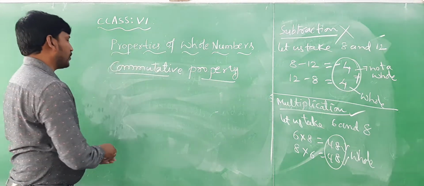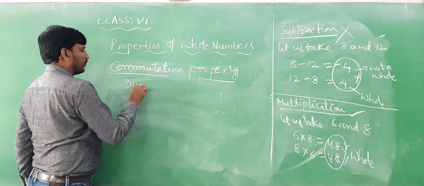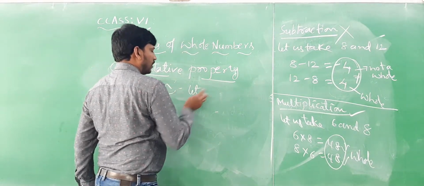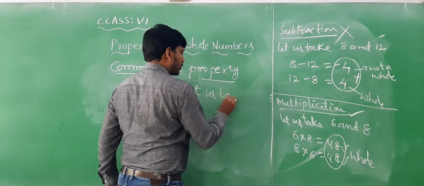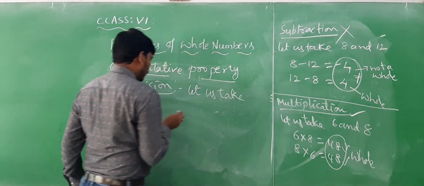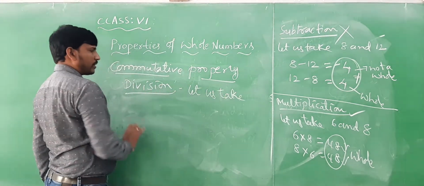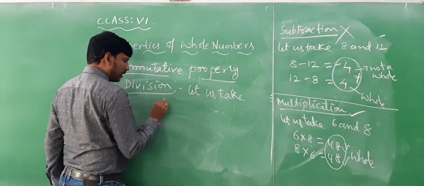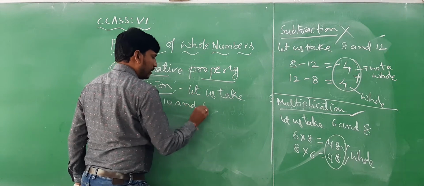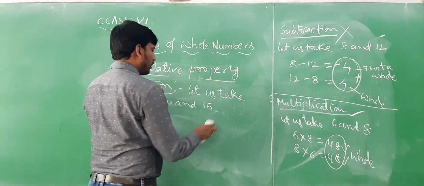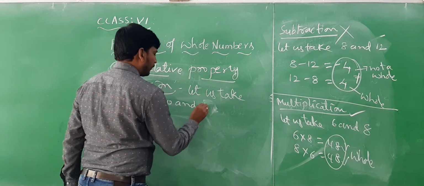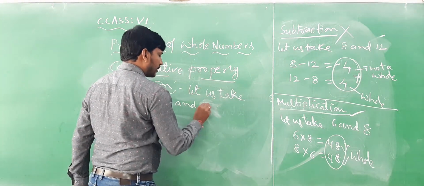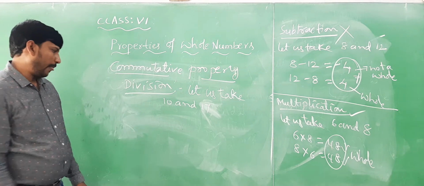Division also, we need to check that. So let us take two numbers. Any two numbers, you can take any two whole numbers. Suppose let us take 10 and 15. You can take another number, 17. Again, 10 and 15 it will be cancellation, no problem. Now 10 and 17.